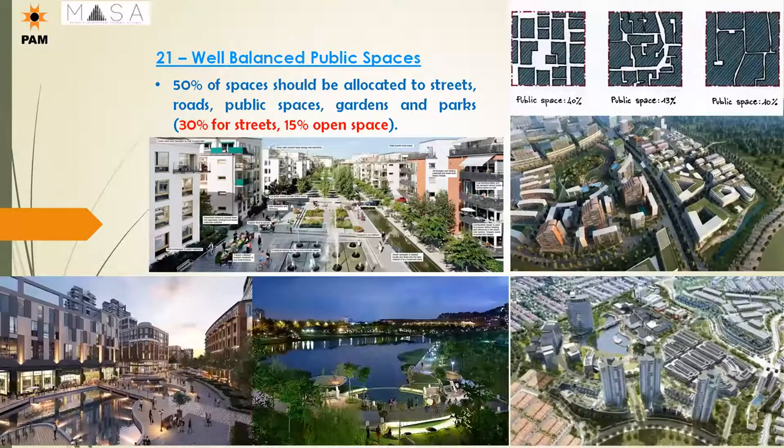Another thing we have to talk about is that you have to make well balanced public spaces. What do we mean by public spaces? Besides all the buildings, at least, as I said, in the placemaking area, allow 50% of the space for streets, roads, public gardens and parks. I've already given you the divide from the 50%: you can divide into 30% for the street and 15% for the open space. So you create these spaces for people to interact, you know.